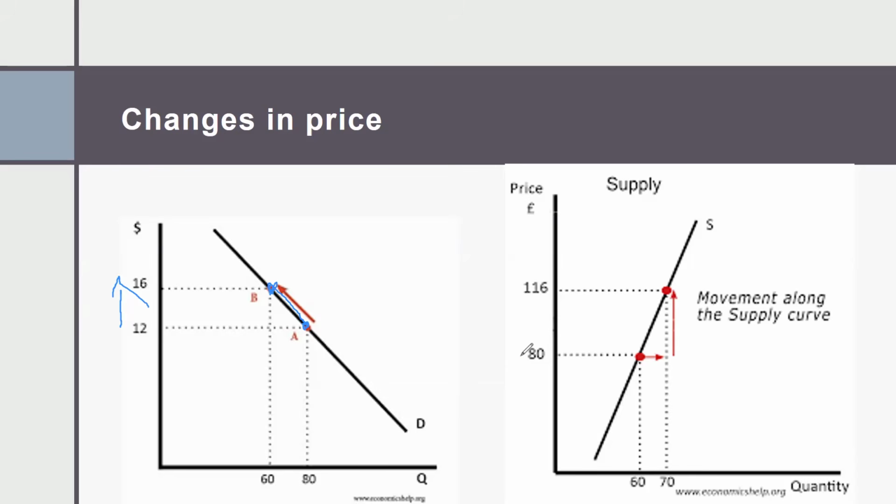Same thing here. Price went from 80 to 116. It used to operate here in line with the 80. Now it operates in line with the 116. So it caused a movement along the curve. So please do not write price as any cause of any shift. Please. They do not cause shifts, they cause movements.